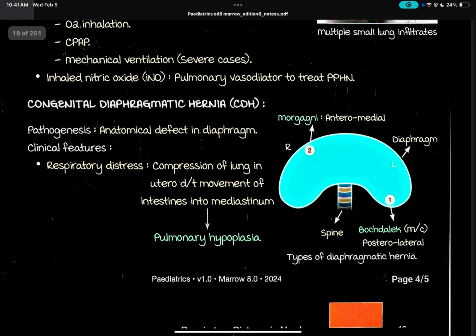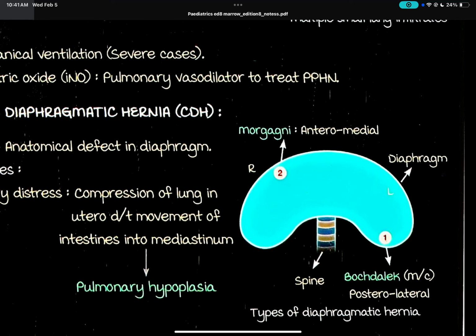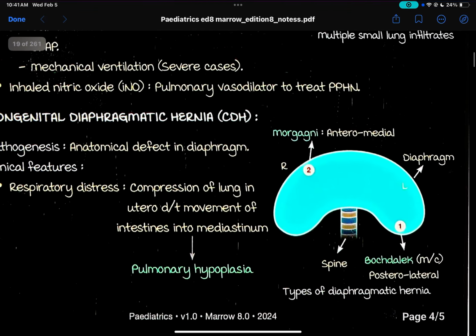Congenital diaphragmatic hernia. Pathogenesis: anatomical defect in diaphragm. Clinical feature is respiratory distress. It is due to compression of lung in utero due to movement of intestine into the mediastinum, causing pulmonary hypoplasia. So these are the types of diaphragmatic hernia. The diagram here shows the spine and the diaphragm. Number 1 is Bochdalek, most common. It is posterolateral. And number 2 is Morgagni, which is anteromedial. So Morgagni and Bochdalek.